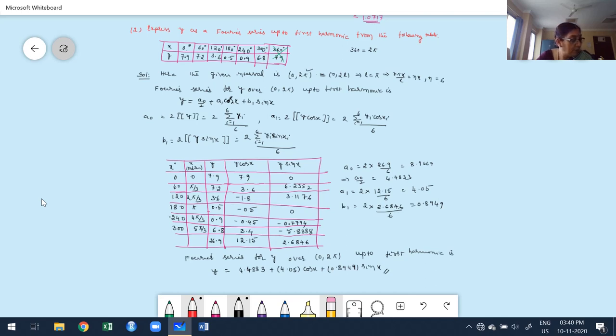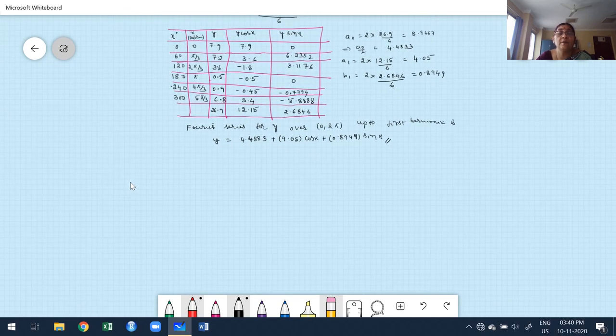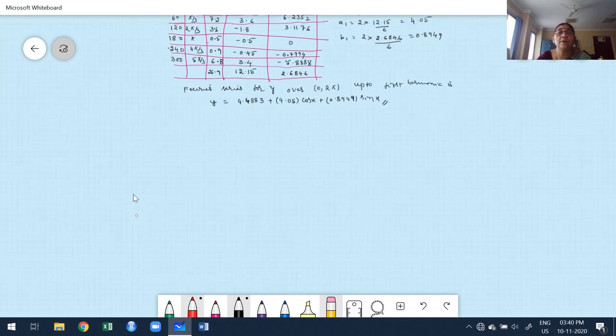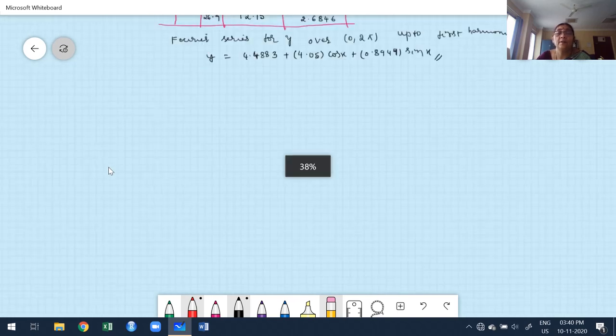Now I move to one problem based on half-range series: how to construct Fourier series for half-range sine or cosine series using harmonic analysis. Okay, that's the last problem.